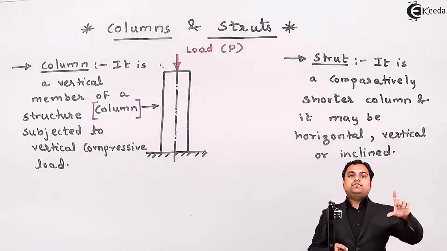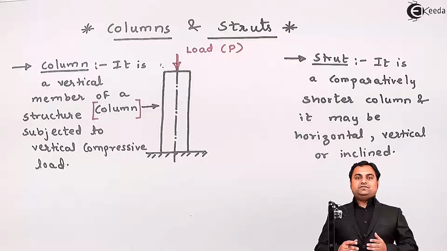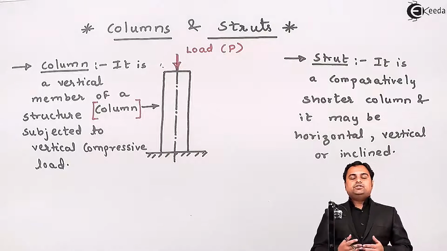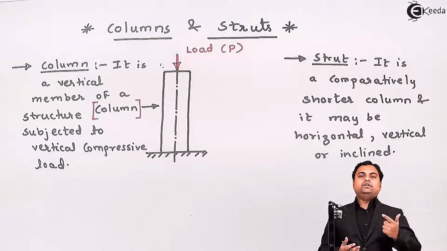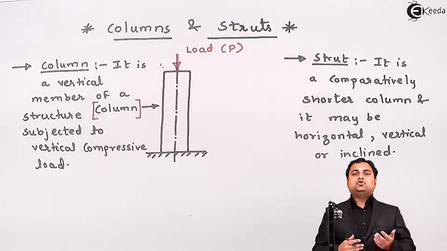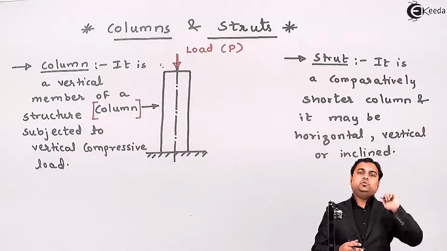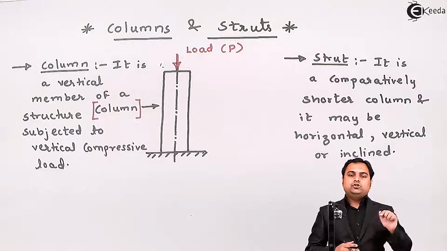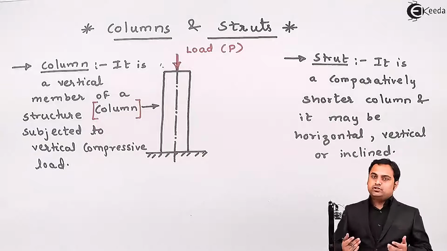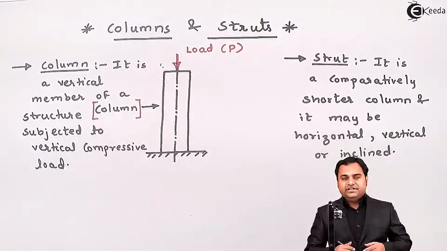A column is a vertical member subjected to compressive load. In case of a strut, it is smaller in length as compared to the column, and a strut can be horizontal, vertical, or inclined. Struts are basically used in case of trusses or frames. It means there won't be direct vertical load on the struts. The load may be inclined or even horizontal. But in case of columns, the load is purely vertical.